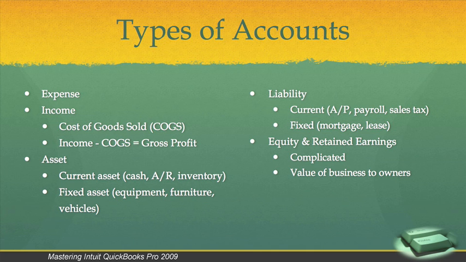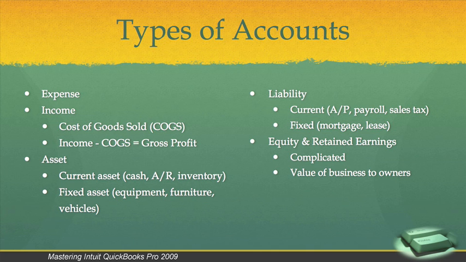Equity is kind of interesting, and basically it means and includes money that we've contributed to the business. So if I go ahead and invest $10,000 in my business, that would be equity that I've put into the business. Retained earnings is something that tracks all the income or loss since the start of the business. And if you think about that, that's where it really gets complicated.